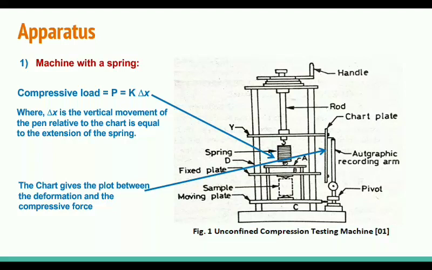Okay, so these two things are important to conducting this test. While doing this test, we have to take the observation of delta L and delta x. By knowing the value of delta x, we can calculate the compressive force, or by knowing the value of delta L, we can calculate the axial strain, right? We will perform this test until the soil fails, or until we reach 20% of ultimate strain, right?